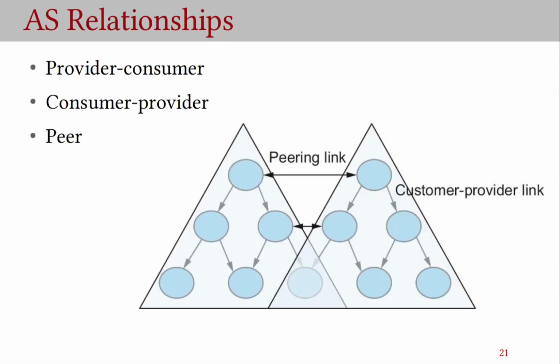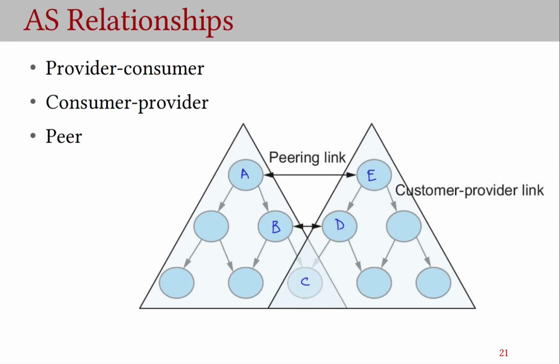Now we are going to briefly look at some basic policies. The relationship between autonomous systems could be one of these three kinds. Could be a provider-consumer relationship, could be a consumer-provider relationship, could be a peer relationship. So let's say we have these autonomous systems, and let's call them A, B, C, D, and E.